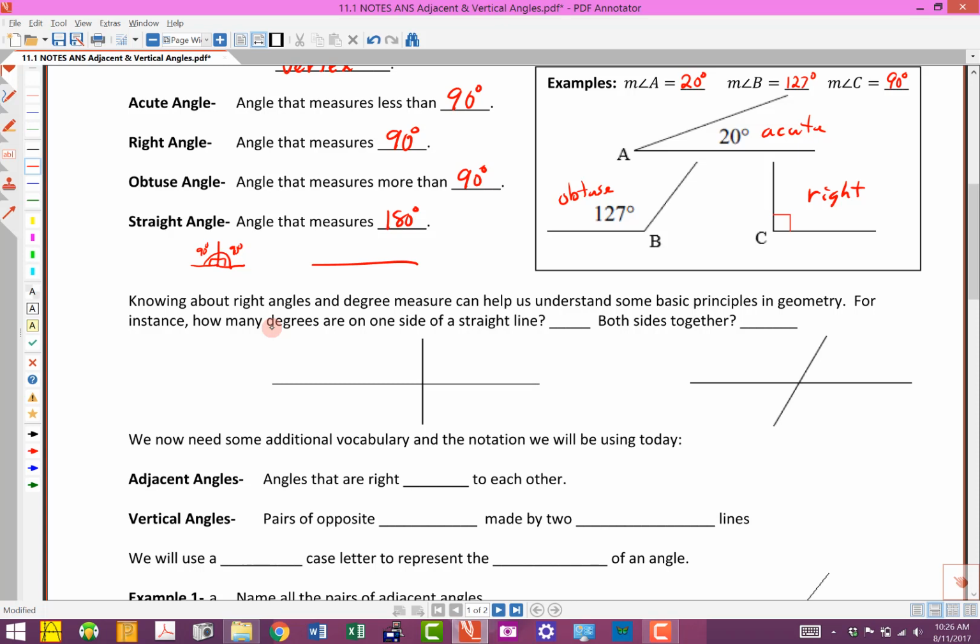So, like I was mentioning before, how many degrees are there on one side of a straight line? So if we were to do this, like I mentioned up above, if that's a right angle and that's a right angle, if this is 90 degrees and this is 90 degrees, on one side of a straight line, I've got the two of those together, so that's going to be 180 degrees. So on one side of a straight line, we've got 180 degrees.